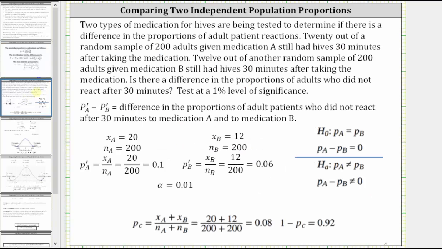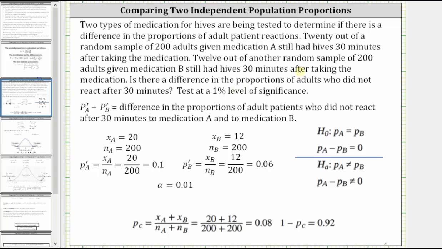Two types of medications for hives are being tested to determine if there is a difference in the proportions of adult patient reactions. 20 out of a random sample of 200 adults given medication A still had hives 30 minutes after taking the medication. 12 out of another random sample of 200 adults given medication B still had hives 30 minutes after taking the medication. Is there a difference in the proportions of adults who did not react after 30 minutes? Test at a 1% level of significance.